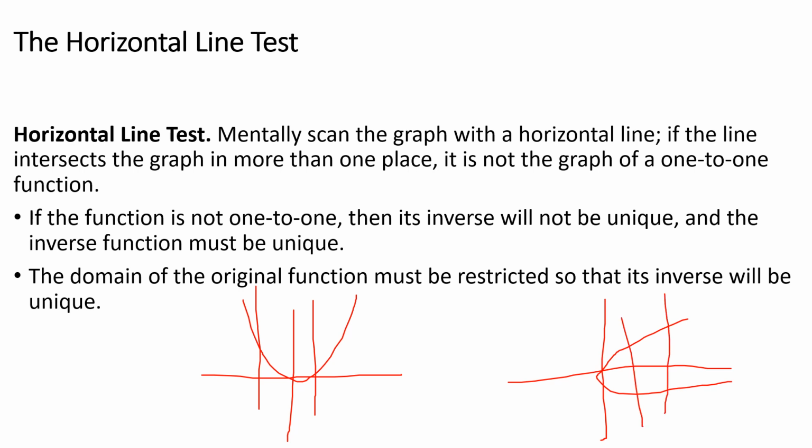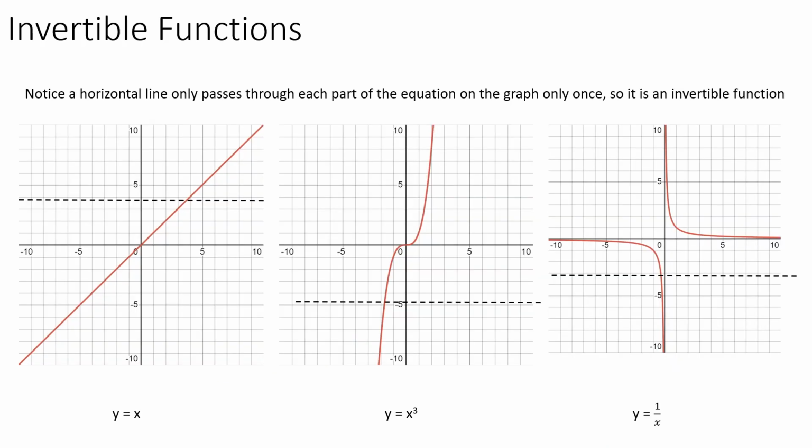But if I use the horizontal line test on the original function for this parabola, I don't have to go any farther. It's already passed through this twice. So we know that y equals x squared is not an invertible function. And we're going to restrict some of these domains, the x's, to see when we can and cannot have an invertible function. Now these are all invertible functions. Notice the horizontal line test passes through any area only once: y equals x, y equals x cubed, and y equals 1 to the x.